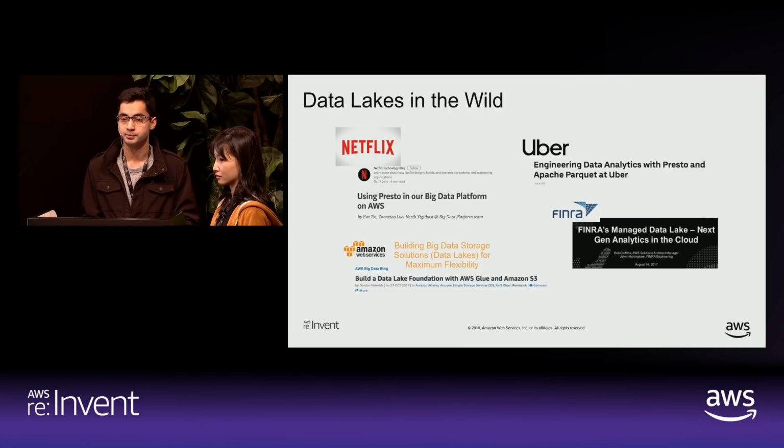Netflix, for example, used Presto to query over and store terabytes and petabytes of data, which was really inspiring to see. Uber, for example, used Parquet at a really grandiose scale. They contributed a lot back to the open source community as part of their exploration on this project. FINRA is a company we closely work with and has similar workloads to ours, since they're also in the finance space. So it was really interesting to see how they were able to use a data lake to solve some of their problems as well.